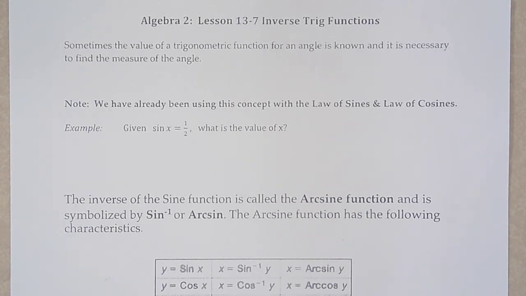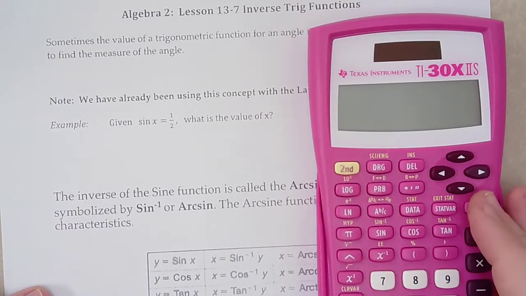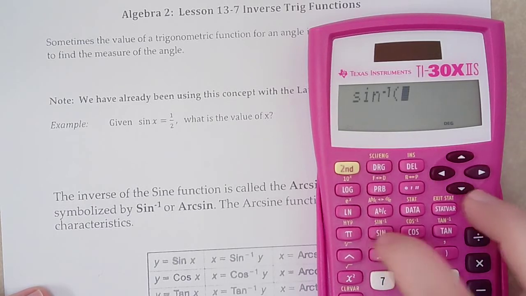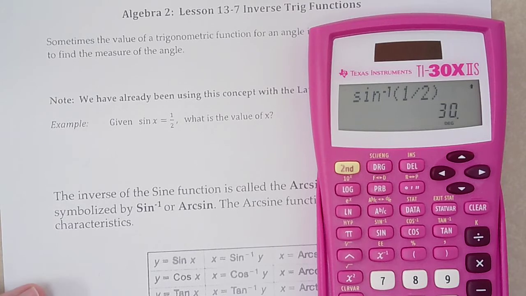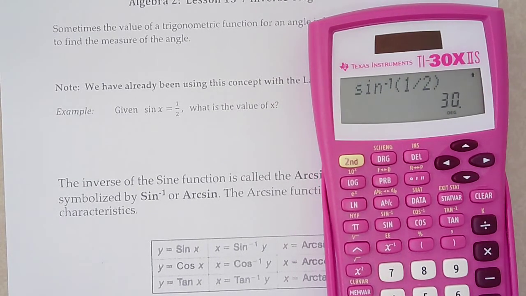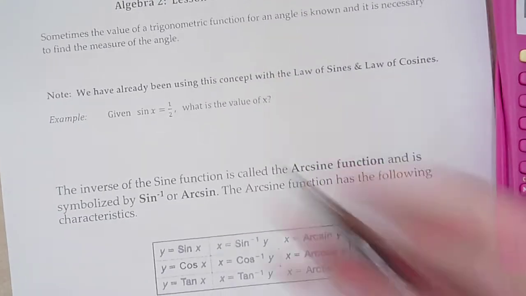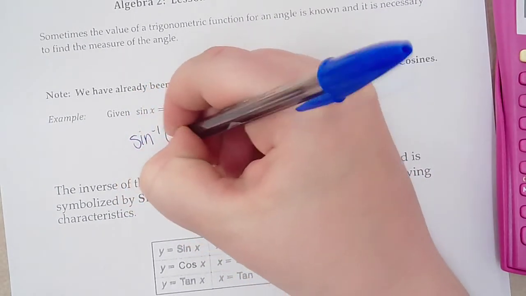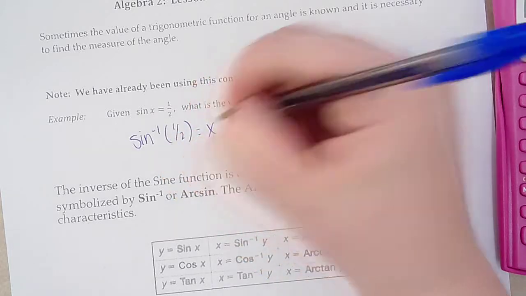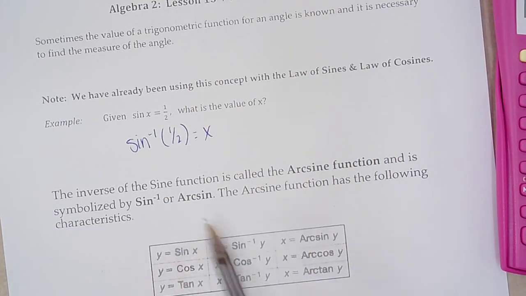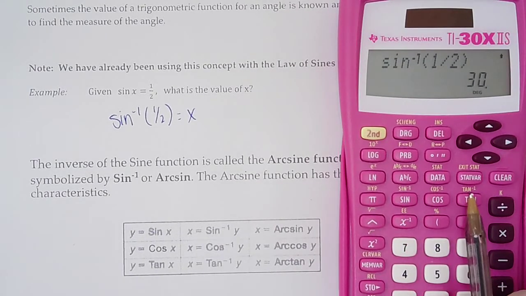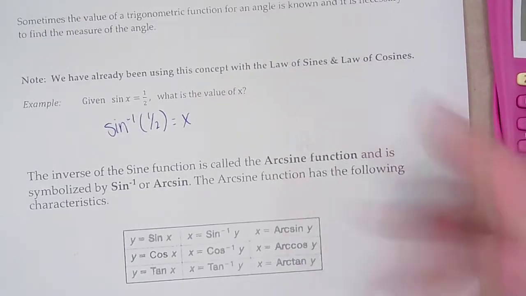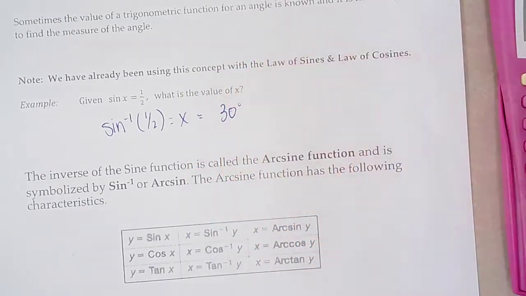Given sine of x equals 1/2, what is the value of x? Well, the cool thing with this is what we've been doing in our calculator. So we go second sine 1/2, and then our calculator gives it to us in degrees. So for this first problem, all I have to do is say that sine to the -1 of 1/2 is equal to x. This is called the arcsine function. In your calculator, these little yellow spots above are called arcsines. And if I throw that in my calculator, we just saw that it was 30 degrees.